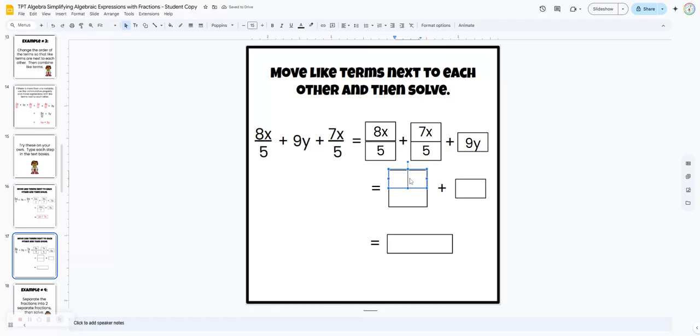Here the denominators are the same, so I can add the numerators. And then I can simplify 15/5 to 3x plus 9y. And that's as far as I can go because the variables are different.